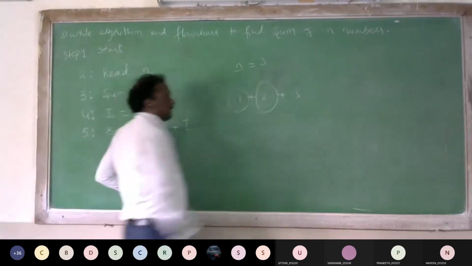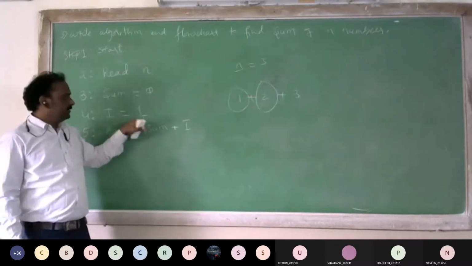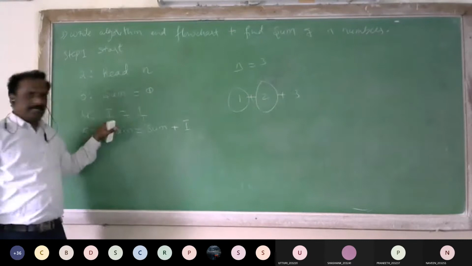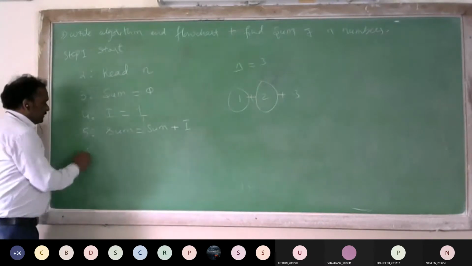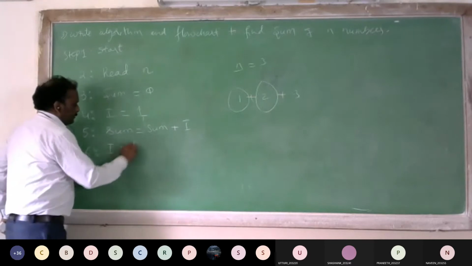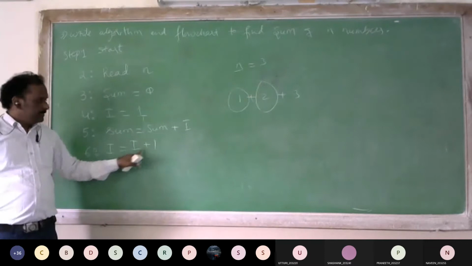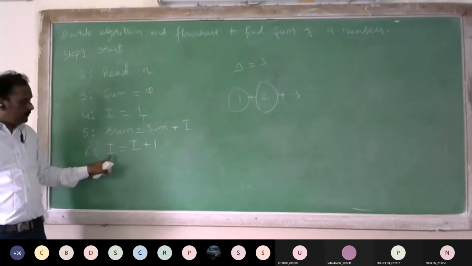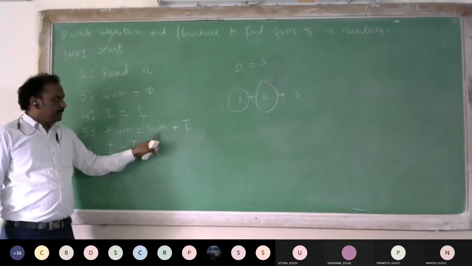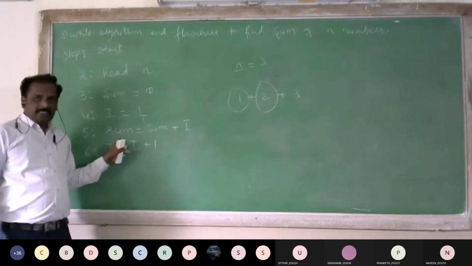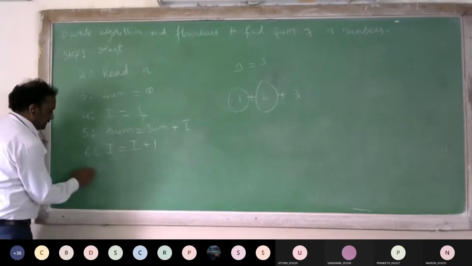Now I have to get the second number, right? This second number I have to store in I. I started with 1. 1 plus 1 will be 2. So now fix that I is equal to I plus 1. Increase the value of I by 1. So 1 plus 1 will become 2. Now I have got the second number. Now I need to add this number. Earlier sum is 1. 1 plus 2 will be 3. So repeat these two statements. Repeat this. What is the next statement?